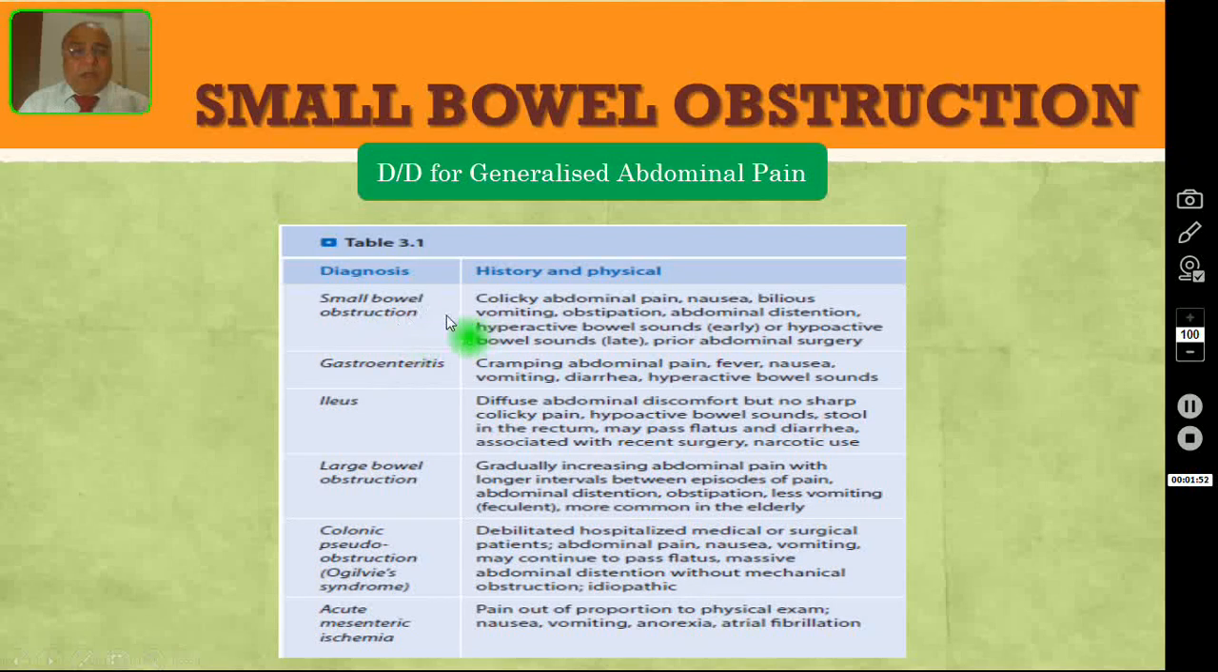Number one, small bowel obstruction. Gastroenteritis, usually a medical problem, or it could be ileus, that is paralytic ileus, or it could be large bowel obstruction, colonic pseudo obstruction, also known as Ogilvie syndrome, or acute mesenteric ischemia. So these are the different causes for generalized abdominal pain. You have to read this column to know the characteristic features of each one of these causes.